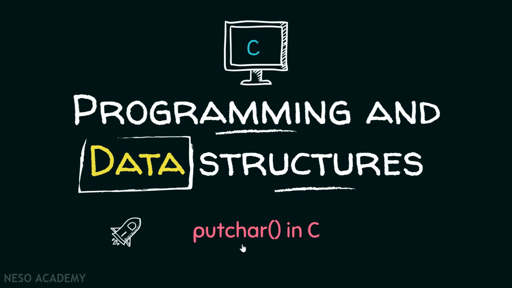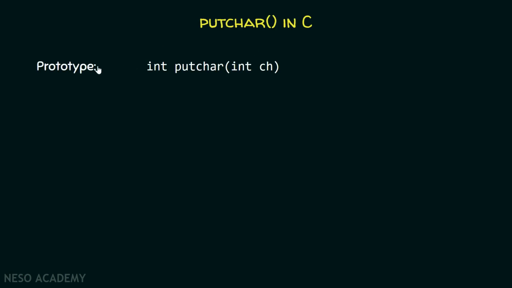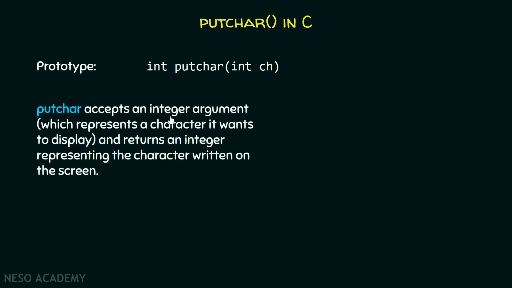In this presentation, we will try to understand what the putchar function in C is. So let's get started. Here is the prototype of the putchar function. Putchar returns an integer and accepts an integer argument. The argument represents a character it wants to display, and it returns an integer representing the character written on the screen.